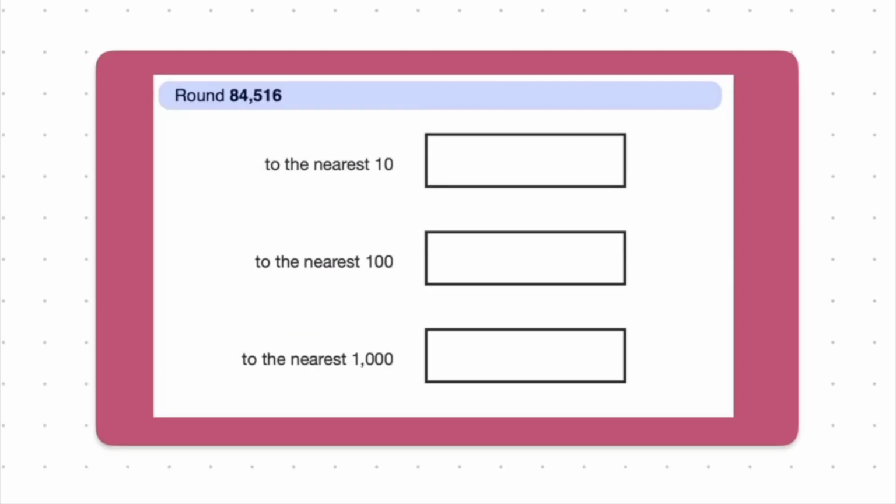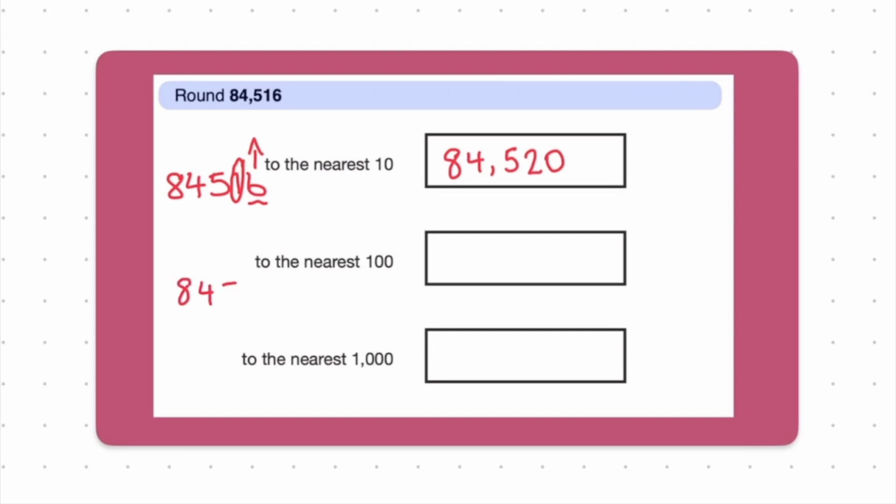Next question. Round 84,516 to the nearest 10. So I'm going to write it out. 84,516 to the nearest 10. We're going to circle our tens column and we're going to underline our bossy neighbour. And our bossy neighbour is in our 5 to 9, we climb the vine, so we're going to go up. Therefore, everything else at the beginning stays the same. So 84,500, and because we've gone up, we change that to 20.